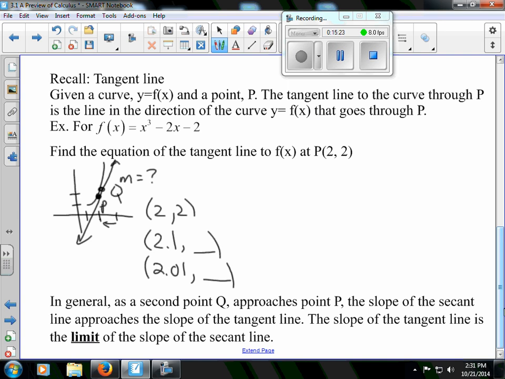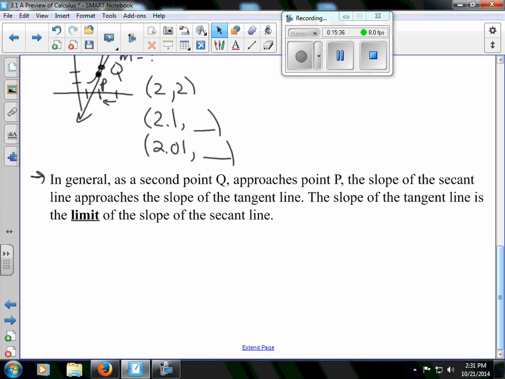So P is my point 2, 2. Q is my second point on the curve, but it's closer and closer and closer to P. So that's what we say in this part here. As the second point approaches P, the slope of the secant line approaches the slope of the tangent line. And the slope of the tangent is the limit of the slope of the secant line.